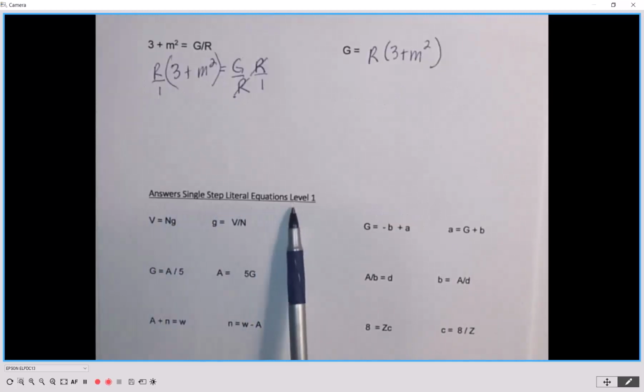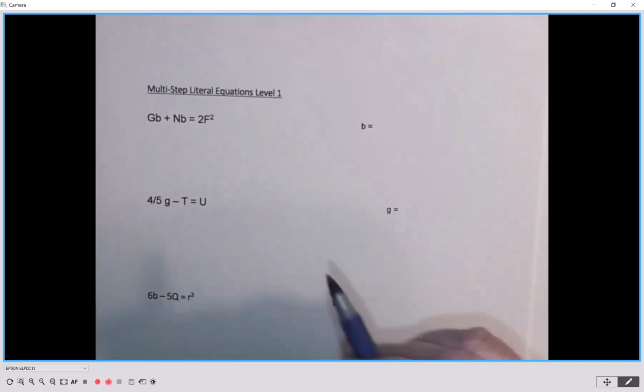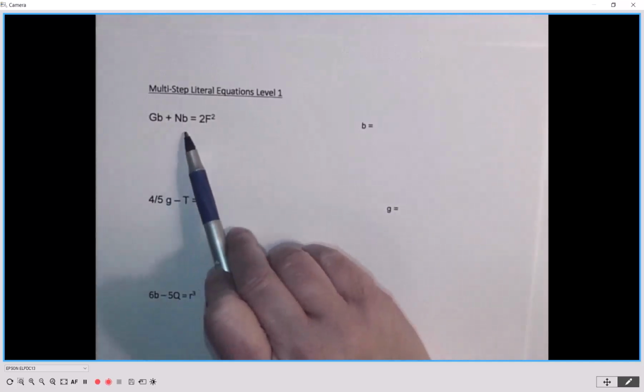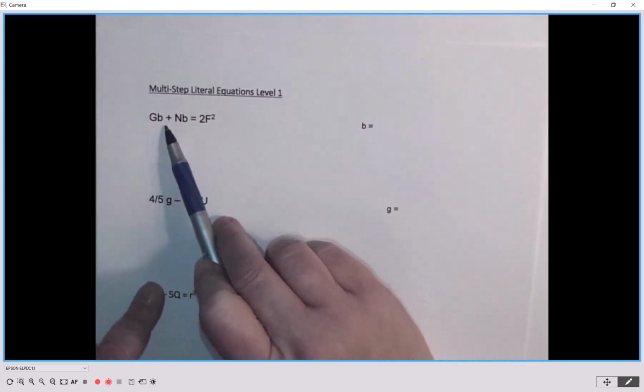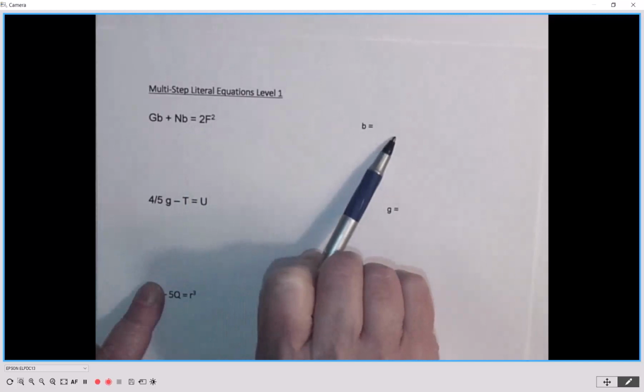All right, so here are the answers to the single step literal equations of level 1 that were on the previous page. Let's continue on to multi-step literal equations level 1. All right, so this is going to take more than one operation to do this. So look at this. This is gb plus nb equals 2f squared. And I want to solve for the b.